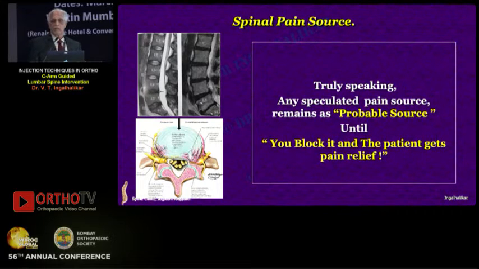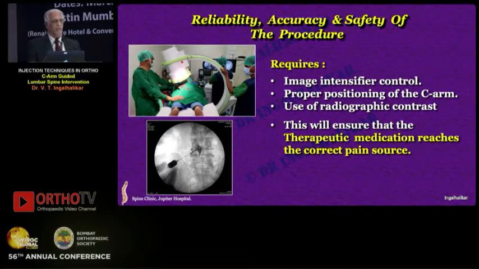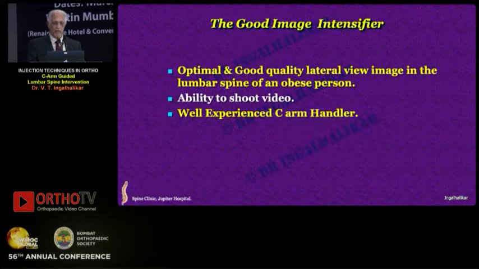Truly speaking, any speculated pain source remains a probable source until you block it and the patient gets pain relief. Then only I can really vouch and say, yes, that was the pain source and the cause of pain. Well, for any reliability, accuracy, safety, we need image intensifier control, which is what we are commonly used to. Proper positioning of the C-arm is extremely important also. And we must use radiographic contrast, because that will ensure therapeutic medicine reaches the correct pain source. Like you can see here, the needle in the spine with a local radiculogram and epidurogram.